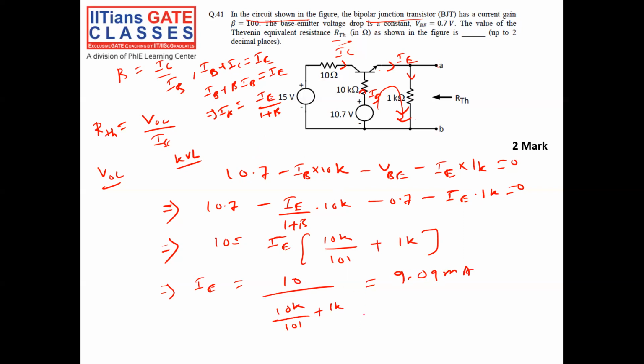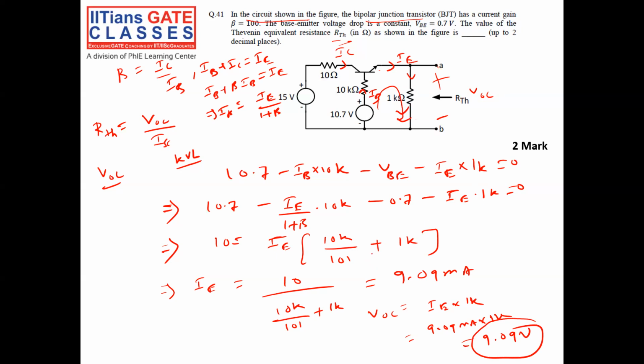So what is VOC? VOC is nothing but IE into 1k, right? IE into 1k is my VOC. So it's equal to 9.09 milliampere into 1k, which is equal to 9.09 volt, my open circuit voltage.